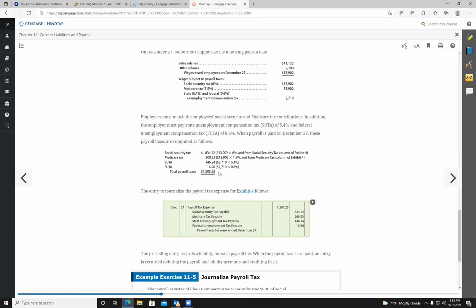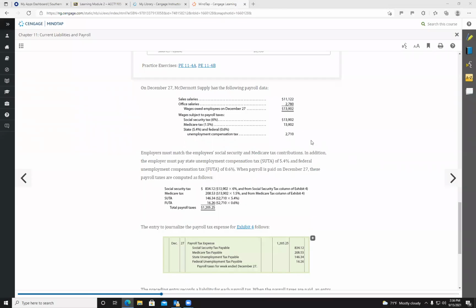Now, if you notice, if you remember looking up here, the portion of the salaries that they have to pay unemployment taxes on is only $2,710. So that's the amount we're going to be multiplying by 5.4% for the state and 0.6% for the federal. So these are the total payroll taxes that the employer is responsible for paying.